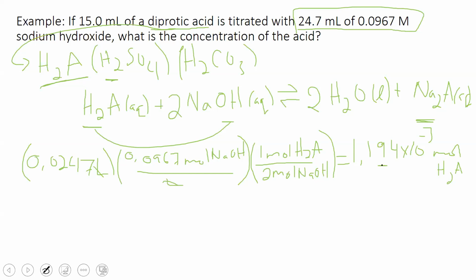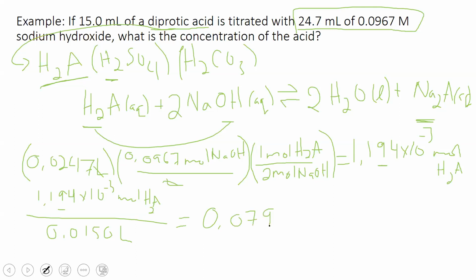And all you have to do to figure out the original concentration of that acidic solution is take that many moles, 1.194 times 10 to the minus 3 moles of H2A, divide that by the volume, 0.0150 liters. We've got 3 sig figs in both of these. And you just plug that in and calculate. That gives you the molarity of the diprotic acid solution. So 0.0796 molar H2A. Okay, it's a 6.